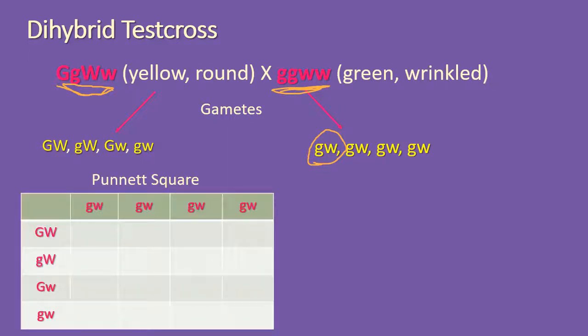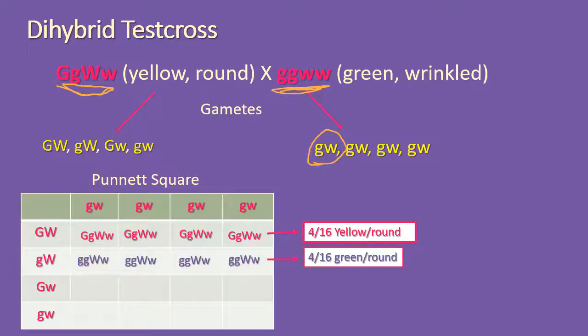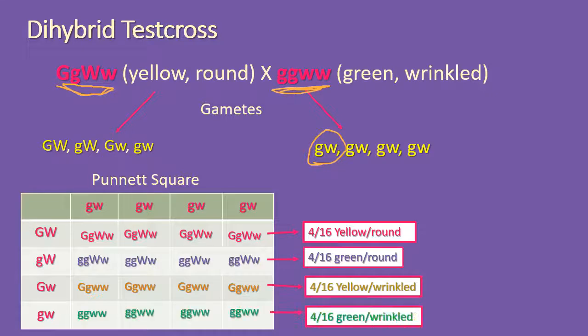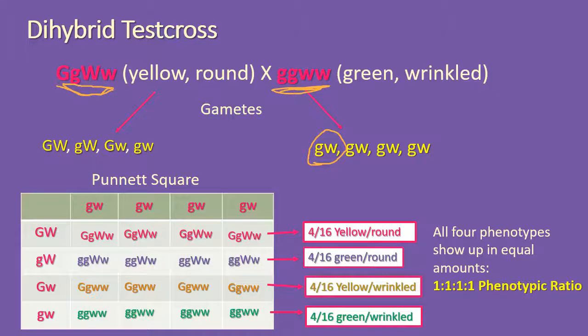So when we create our Punnett square, we put one set of parents along the side, and another set of parents along the top. And then when you start combining them, you can see you end up with 4 to 4 to 4 to 4, or 1 to 1 to 1 to 1. So our phenotypes are all going to show up in equal amounts in a test cross with a 1 to 1 to 1 to 1 phenotypic ratio.